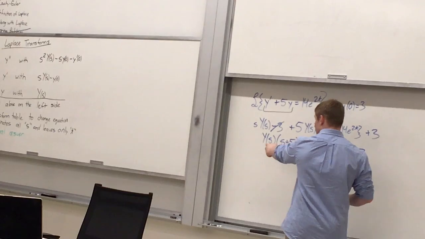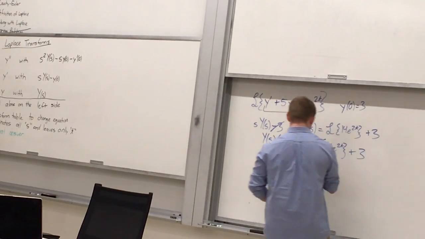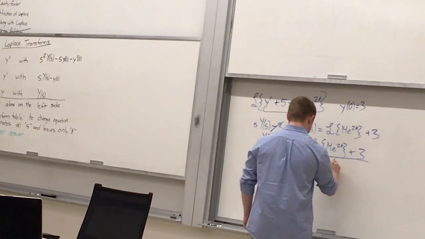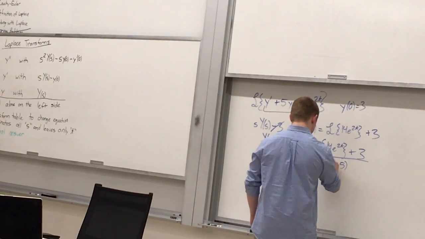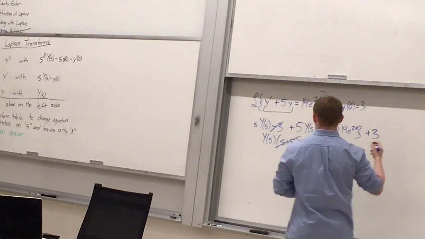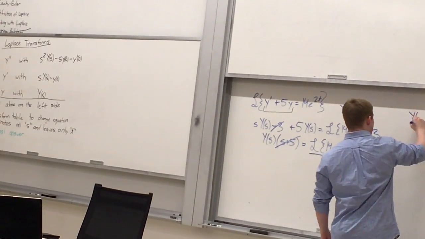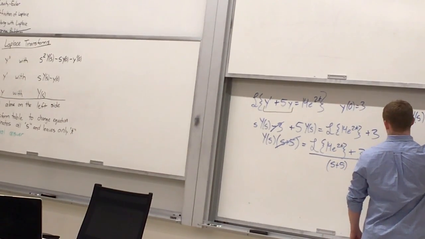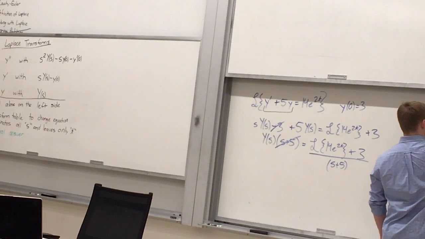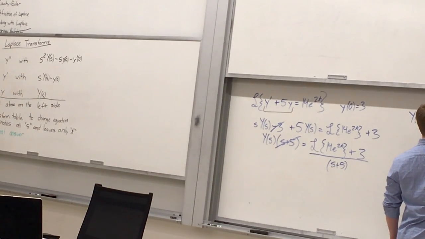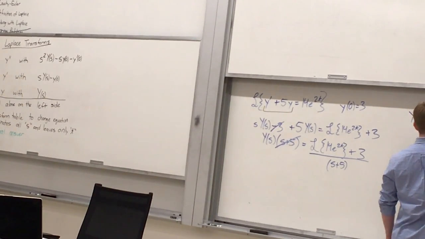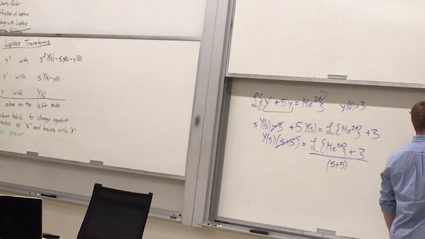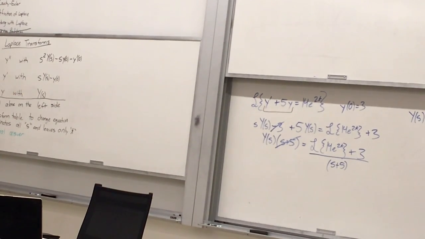Then the last thing that we want to do is get that Y of s by itself. We just divide it over to this side. So we have s plus 5. And what we're left with is capital Y of s is equal to the Laplace of 14e to the 2t plus 3 over s plus 5. So now we achieved that first star that I have written over there. We got Y of s by itself on the left-hand side.